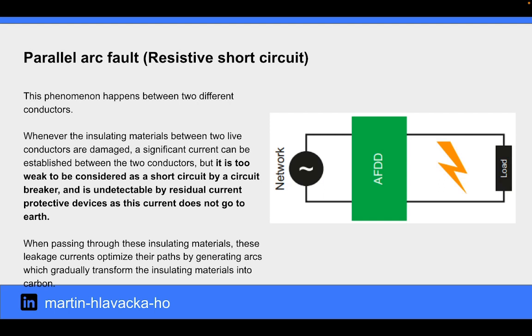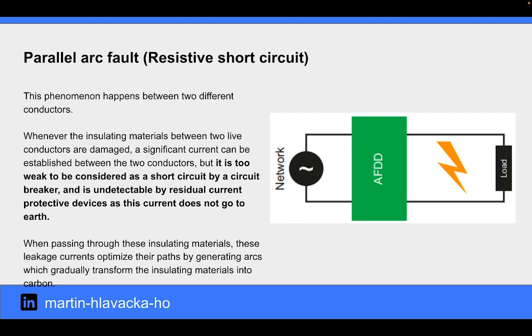Parallel arc fault occurs between two different conductors. Whenever the insulating materials between two live conductors are damaged, a significant current can be established between the two conductors, but it is too weak to be considered a short circuit by a circuit breaker, and it is undetectable by residual current protection devices since this current does not go to the earth.